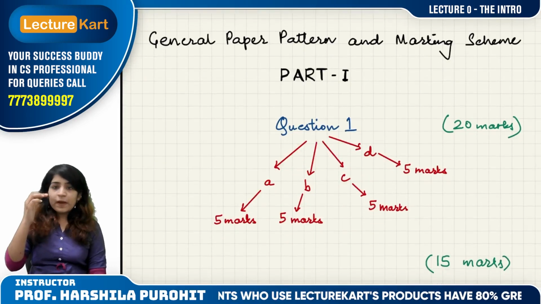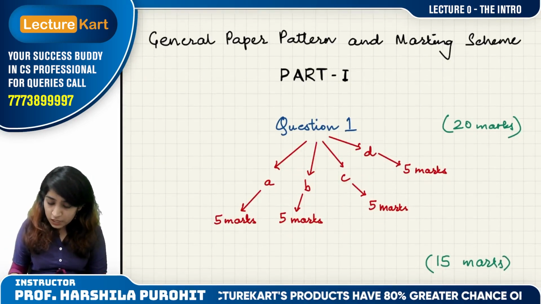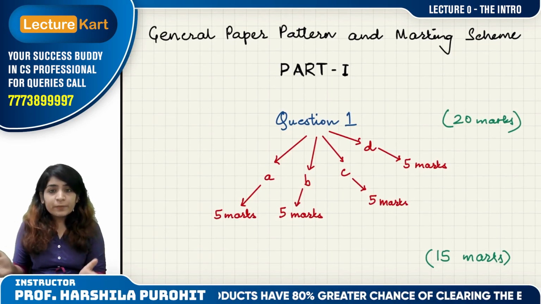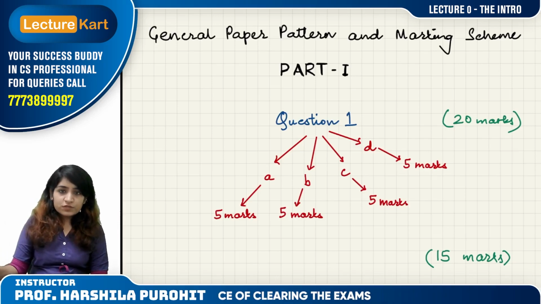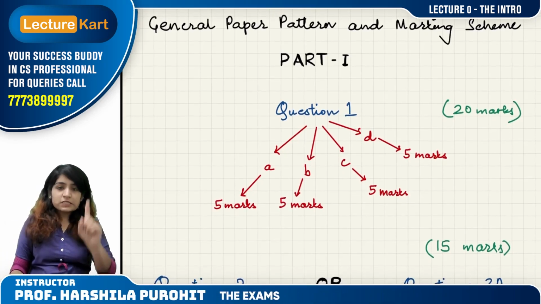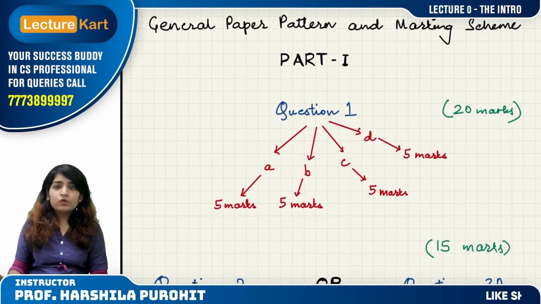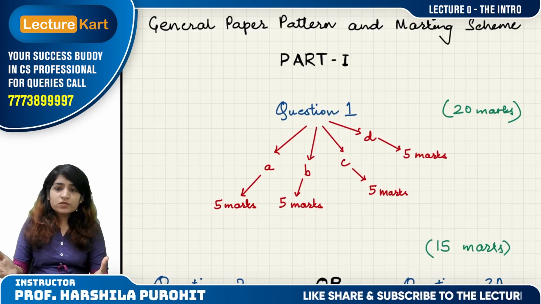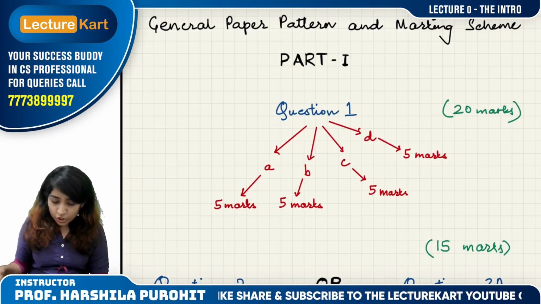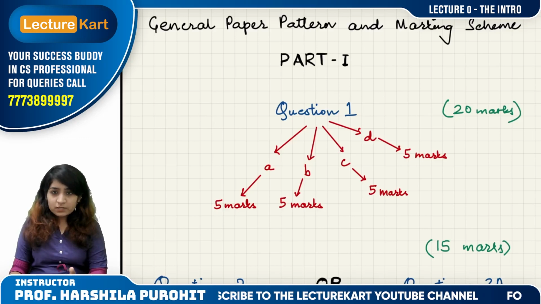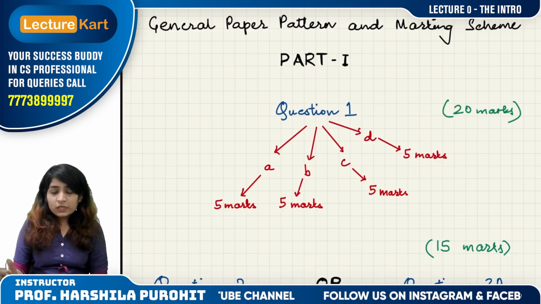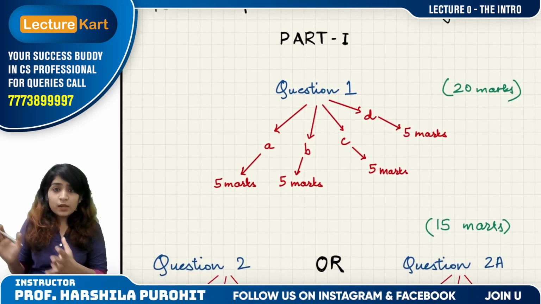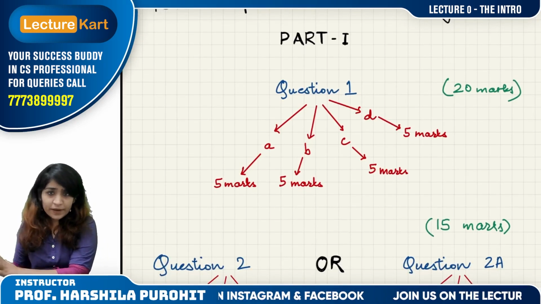The general paper pattern and marking scheme is as follows. The paper is also split up into two parts, just like your modules. So part 1 is 50 marks and part 2 is 50 marks. In part 1, as you may know from CS executive papers, question 1 is always the compulsory question. So your question 1 is of 20 marks, which is split up into 4 parts, 1A, 1B, 1C, 1D, each being allotted 5 marks by itself.